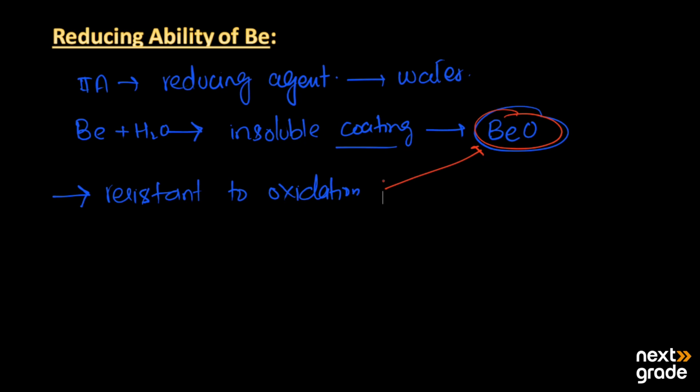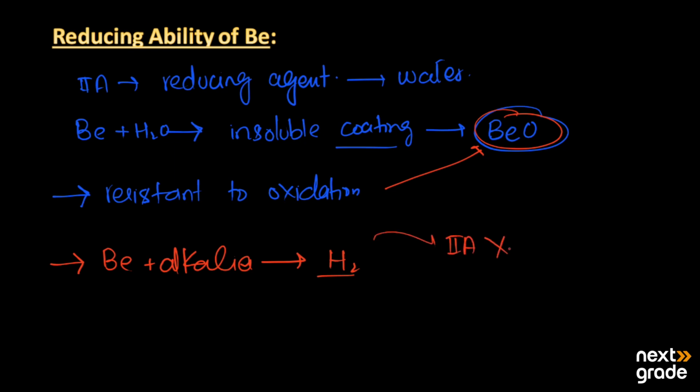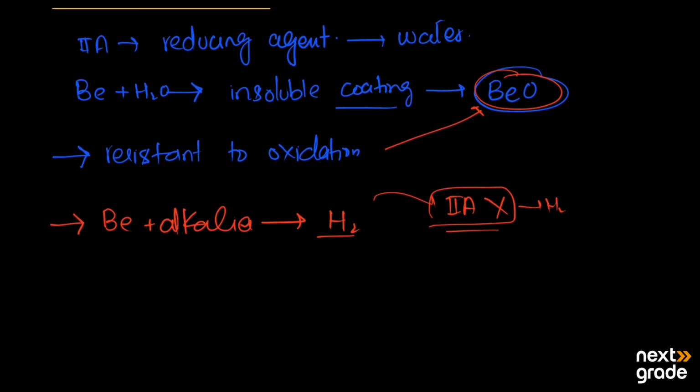Beryllium is the only member of its group which reacts with the alkalis. Beryllium reacts with the alkalis, and the product formed is hydrogen. On the other hand, the other members of group 2A do not react with the alkalis and do not give hydrogen. This is the peculiar behavior of beryllium as a reducing ability.